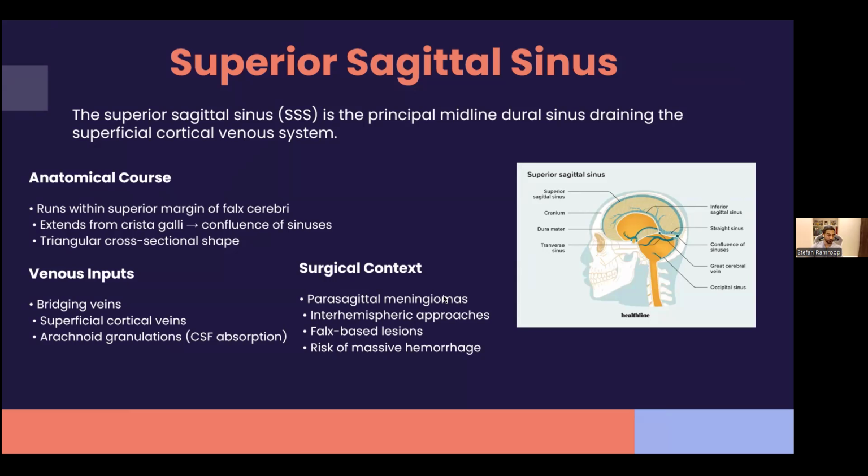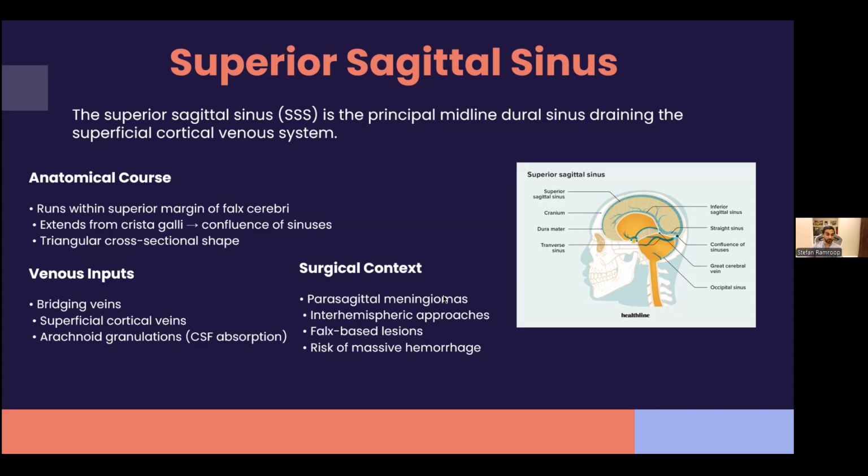From a surgical standpoint, again, how does it relate? The superior sagittal sinus will define the medial boundary of many cranial approaches. In parasagittal meningiomas, the sinus can be compressed, invaded, or even partially occluded. So sometimes decisions must be made regarding sinus preservation, reconstruction, or resection. In interhemispheric approaches, the sinus and its bridging veins will limit medial retraction.